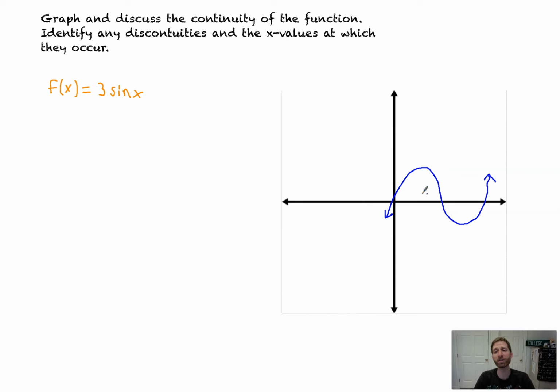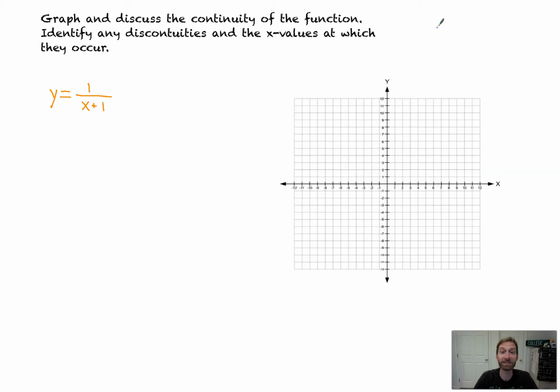So to discuss the continuity, we really ask, where are there any breaks, right? Any holes, jumps, or gaps? And there are none in sine. Sine goes on and on and on forever without any jumps, holes, or gaps. So discussing the continuity, I would say that we are continuous over all real numbers. So you could say over the reals or on negative infinity to infinity, however your teacher wants you to express real numbers. So it's continuous everywhere. Enough said.